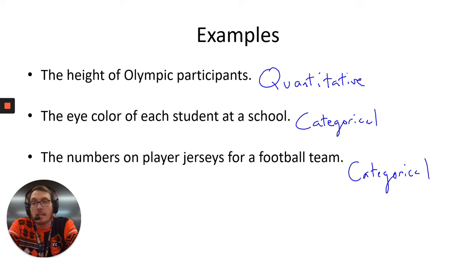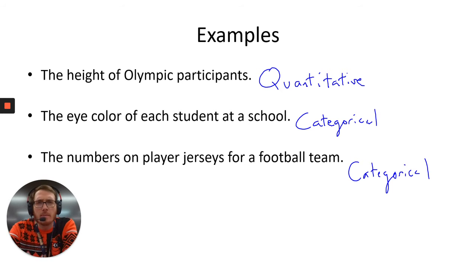So some examples of this. Height of Olympic participants is quantitative because the height is a measurement style. Eye color of each student is categorical, also known as qualitative. And then the jerseys of football players on a team, don't just assume numbers are quantitative because the jersey numbers on a football team are qualitative or categorical. Just a little bit of insight to that.